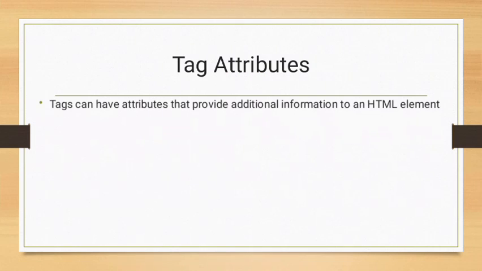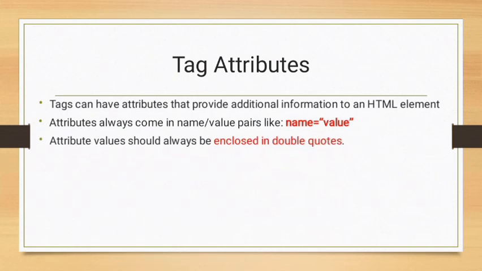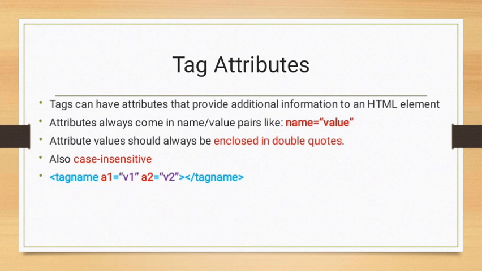And every tag has some attributes. Attribute means it provides additional information to the HTML element or HTML tag. Attributes always come in name value pairs, like attribute name equal to value. And attribute values must be enclosed in double quotes. It is also case insensitive, means you can write either in capital letter or small letter.